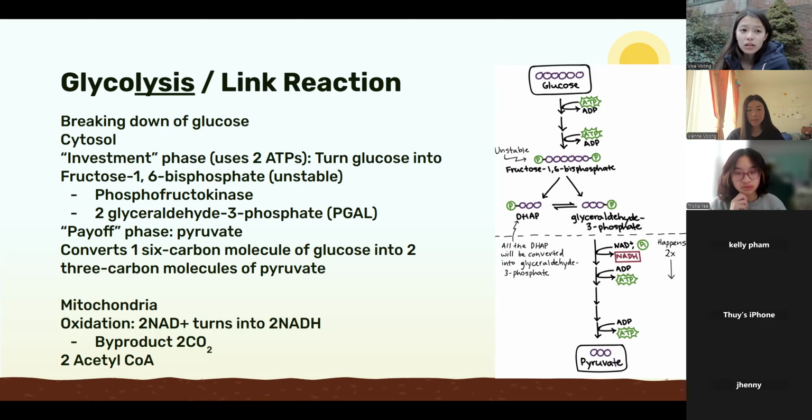And then the payoff phase is where the pyruvate comes in, and that converts one 6-carbon molecule of glucose into two 3-carbon molecules of pyruvate. And this is in the mitochondria, and there's oxidation involved.